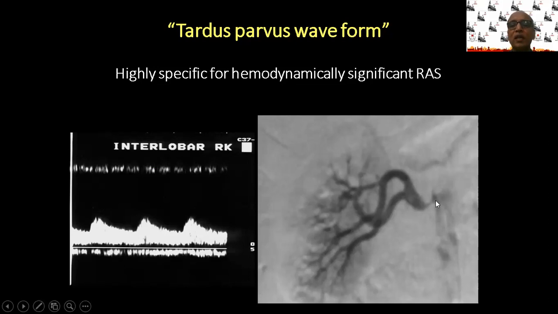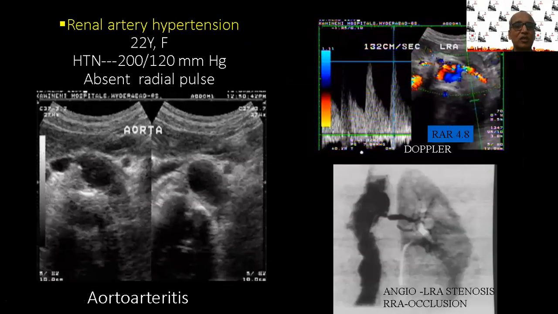So this catheter angiogram shows a very tight stenosis here, and in the intrarenal waveforms, you find a very low systolic velocity and a high diastolic velocity waveform showing an increased acceleration time. More than 120 milliseconds is very classical of a significant renal artery stenosis. Another patient, a young patient with aortoarteritis, showing increased thickness of the aorta.